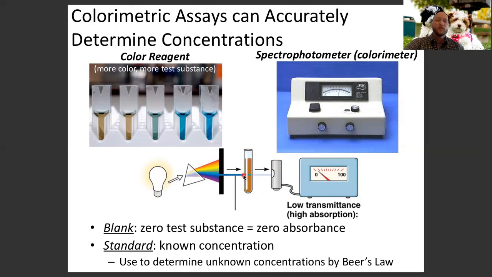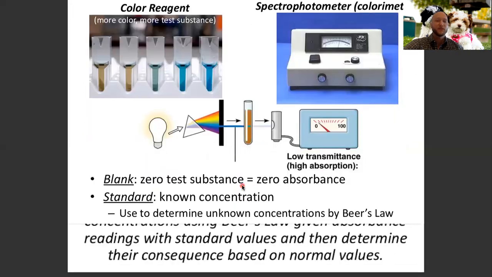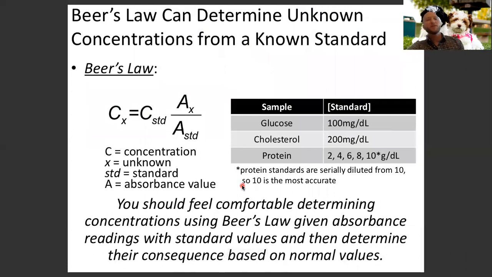Using the ratio for the amount of light that goes through, Beer's law, we can compare the absorption rate of a known substance with the absorption rate of an unknown substance, and we can calculate the unknown concentration. So Beer's law can determine the unknown concentration from a known standard. You should be comfortable determining concentration using Beer's law, given absorbance readings with standard values, and then determine the consequence based on their normal values. So you should be comfortable using Beer's law.